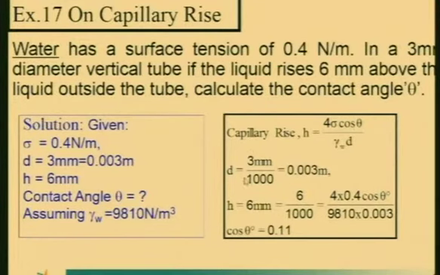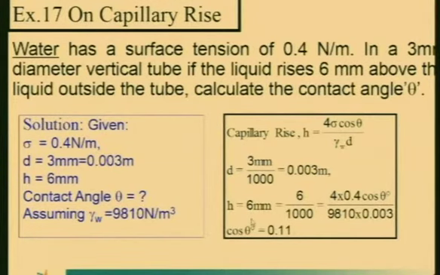In this case, we are going to substitute H as 6 mm, which is 6 by 1000, is equal to 4 into surface tension, the value is 0.4, cos theta, we do not know the value, so we say theta, into the specific weight of the liquid 9810 for water, into the diameter of the tube, which is given as 3 mm converted to meter. You can see here 3 mm divided by 1000 is coming as 0.003. So, if you calculate this value, you get the value of theta.